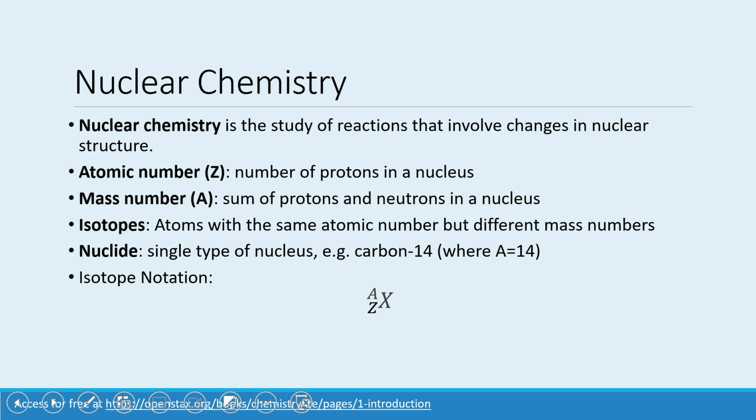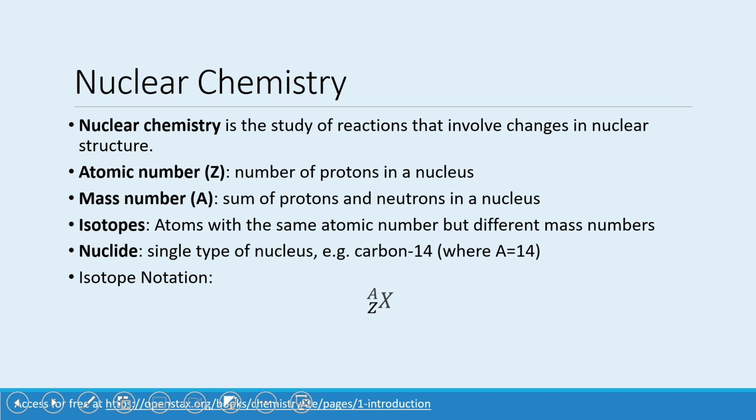And so by definition, isotopes are atoms that have the same atomic number but a different mass number. Another way to say this is that they have the same number of protons but a different number of neutrons. And that means that they have to be the same element because by definition, each element has a specific number of protons. And so a nuclide is a single type of nucleus. So it's just a single type of an isotope. And for example, you've got carbon-14.